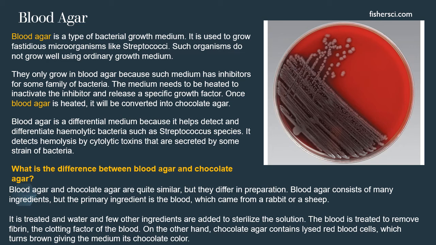On the other hand, chocolate agar contains lysed RBCs, or red blood cells, which turn brown, giving the medium its chocolate color. Like we read before, once blood agar is heated, it gets converted to chocolate agar. The lysis of the red blood cells can be done by heating, so you can get chocolate agar. So that was the difference.